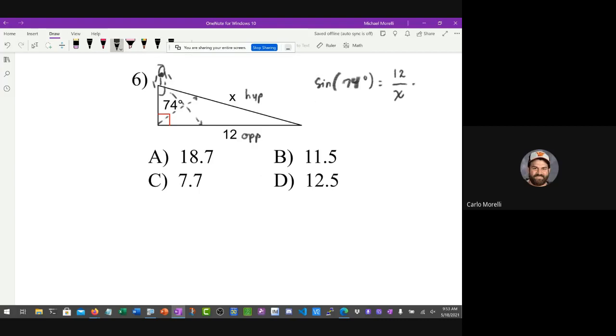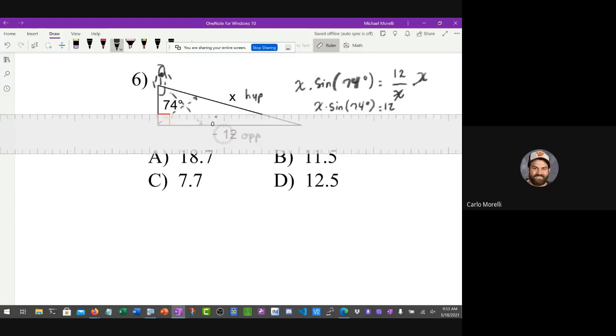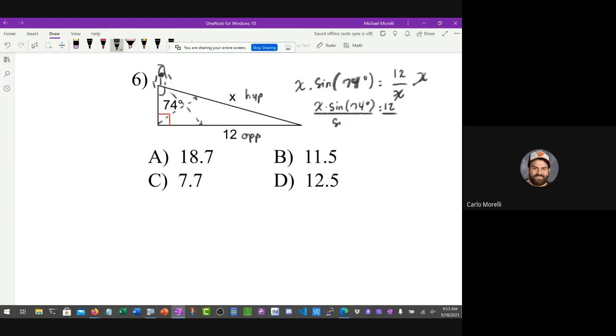Now they want x, so we start by multiplying both sides by x. So I have x times sine of 74 degrees equals 12. And then I have to divide both sides by the sine of 74 degrees. So x equals 12 divided by the sine of 74 degrees.